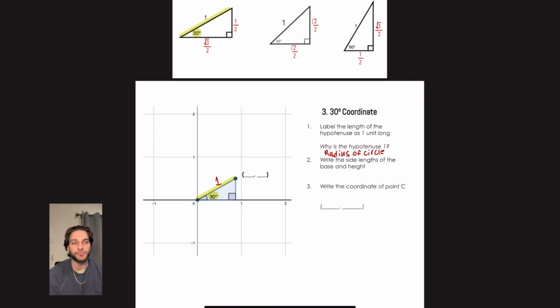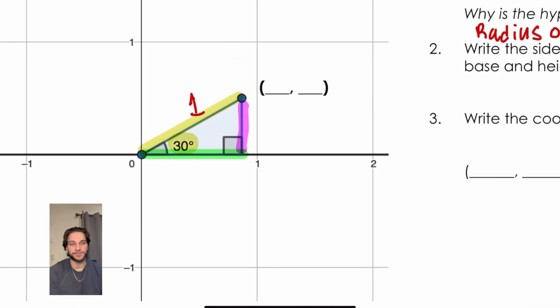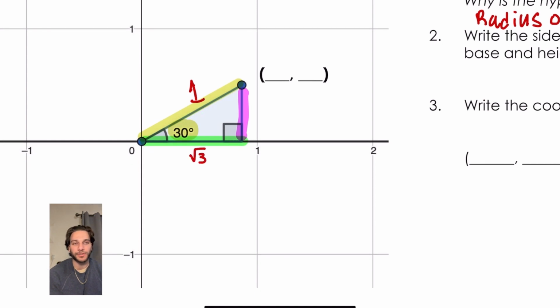So I'm going to match up my side lengths. This height matches up with this height, and the base matches up with this base. So now all I need to do is write those side lengths in the height and the base. My base is root 3 over 2, and my height is going to be 1/2. And so those are just going to be the x and y values that we get for our triangle.